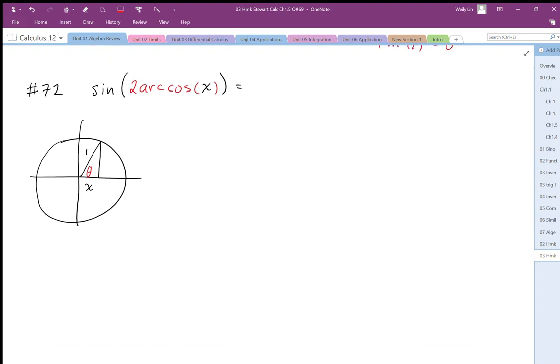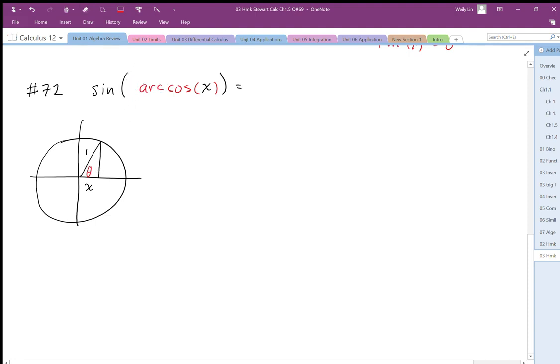Question number 72 is similar to the last two questions in that we have to make sure again that we differentiate between what parts represent the ratios versus what parts represent the angles. So again, I've kind of color coded this. This arc cos represents an angle, in fact, the arc cos is the angle theta.